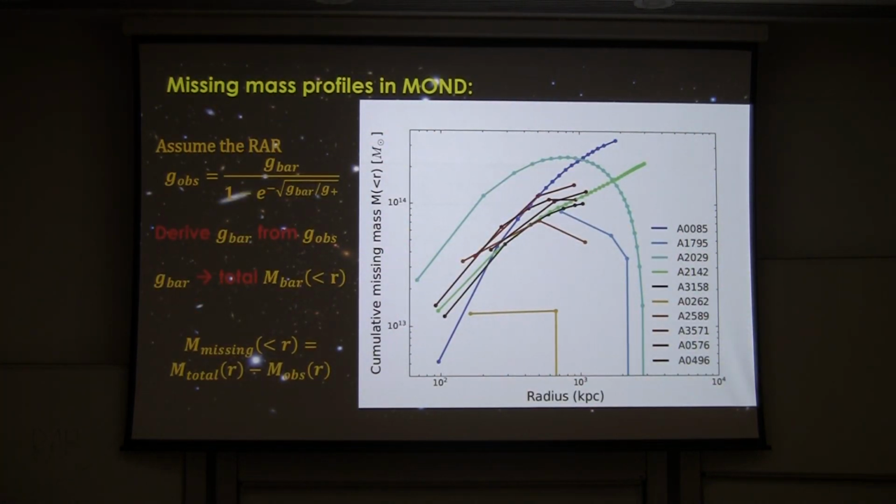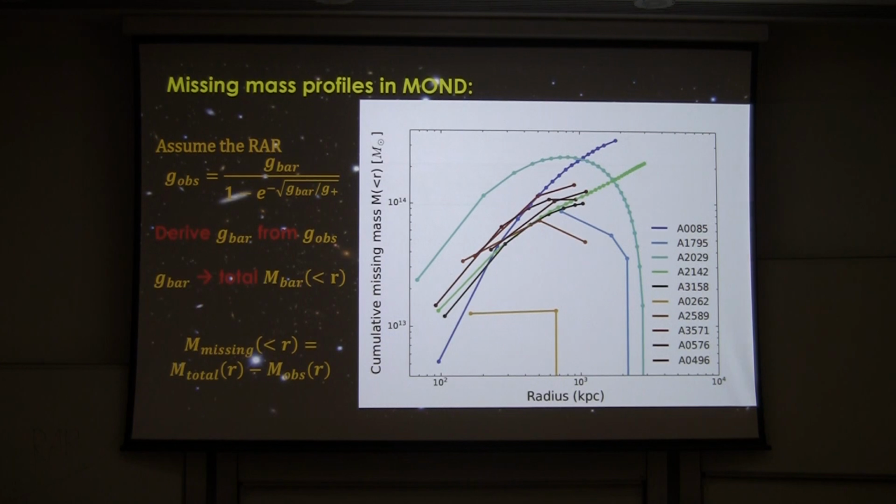So basically, the problem could be more serious if we look at the cumulative mass profiles, if we calculate the missing mass profile. Let me tell you what I did here. So we assume the relative acceleration is correct, so we can measure the g_obs. So we use this function to calculate the g_bar, which is not entirely correct because it includes all mass, even dark matter or neutrino mass. And once we have the g_bar, we know the total baryonic mass.